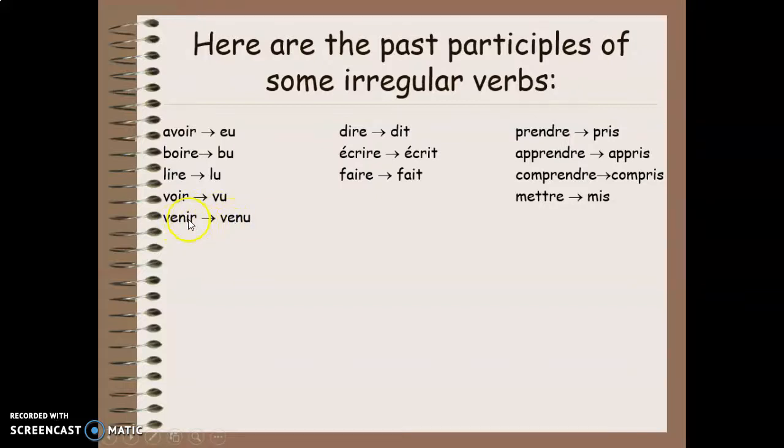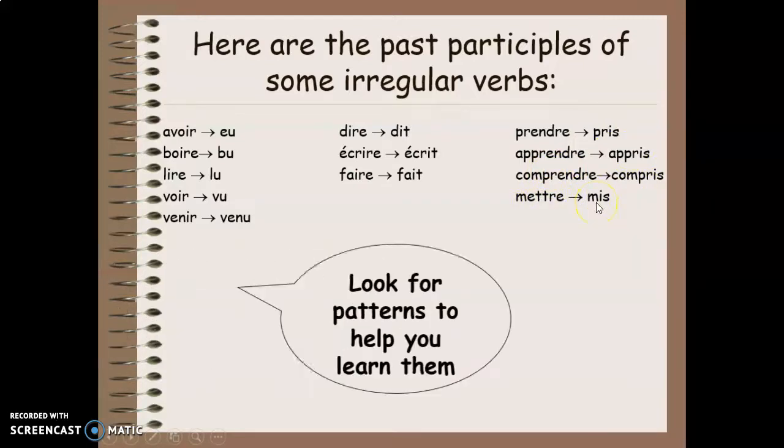Now that verb is a bit different. It takes être, which we're going to see not today, but probably tomorrow. Dire becomes dit. Écrire, to write, becomes écrit, E-C-R-I-T. Faire becomes fait, so j'ai fait, I did something. Prendre, to take, becomes pris. Apprendre, to learn, becomes appris. Comprendre, to understand, becomes compris. And mettre, to put, becomes mis.